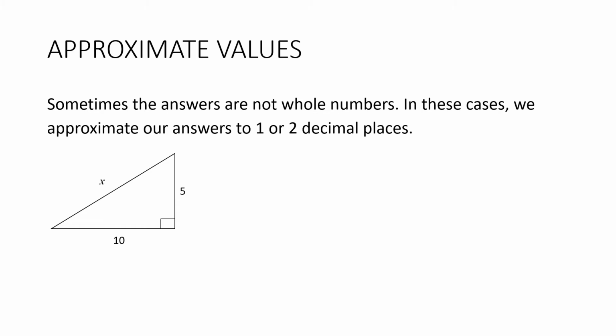Now the answers aren't always going to be nice whole numbers. Sometimes we're going to get a whole string of decimals. And in these cases, what we do is approximate our answers to 1 or 2 decimal places. Now, as a general rule, if you're not told how many decimal places to do, choose one more than what's in the question. So there's no decimal places here, so I'm going to approximate to 1 decimal place.